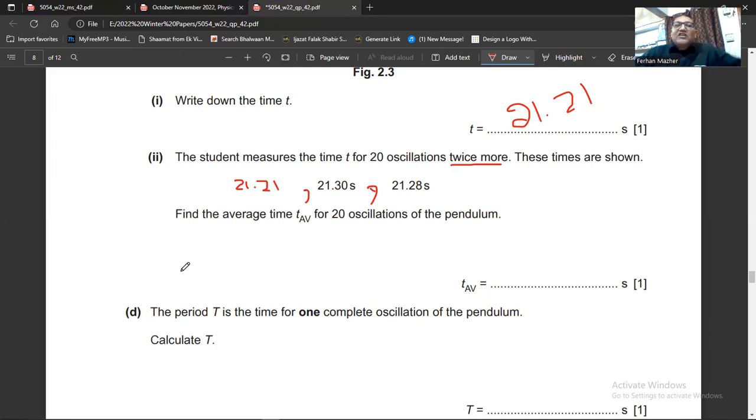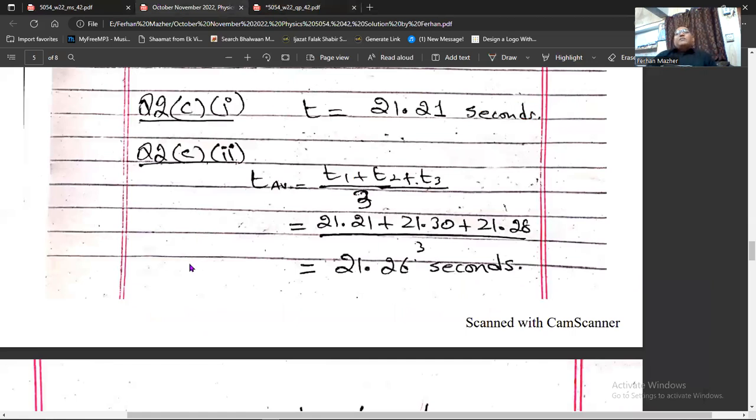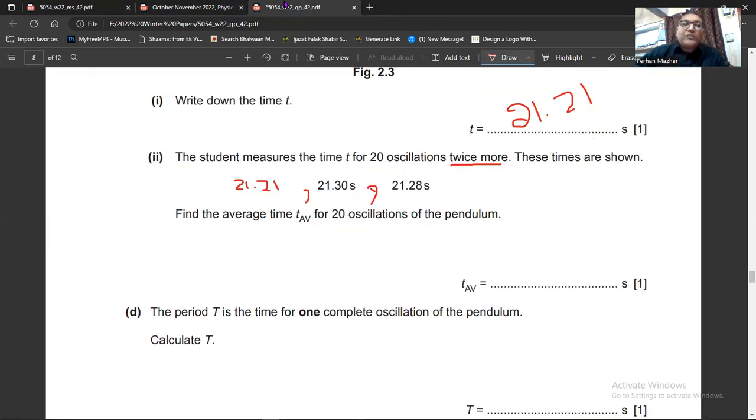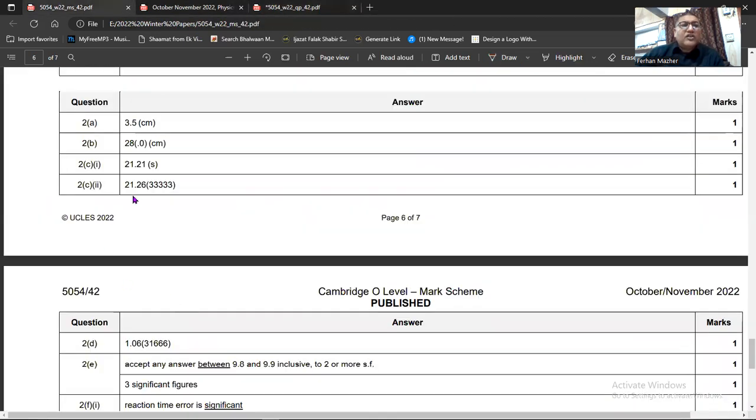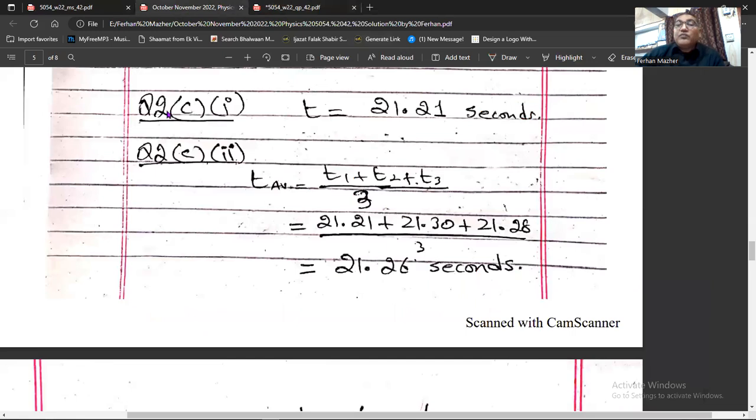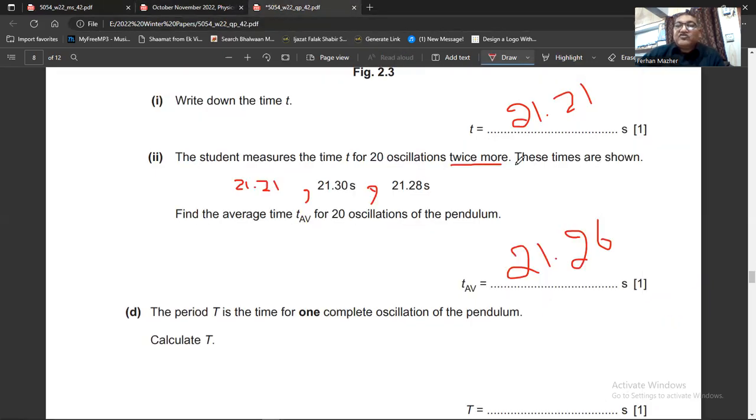So total 3. The question is, find the average t average for 20 oscillations of the pendulum. You add these 3 and divide the sum by 3. So t average will be t1 plus t2 plus t3, the whole thing divided by 3. That will be 21.21 plus 21.30 plus 21.28, divided by 3, and that will be 21.26. 21.26 is the right answer, sir. I hope you understand. This sentence is tricky.